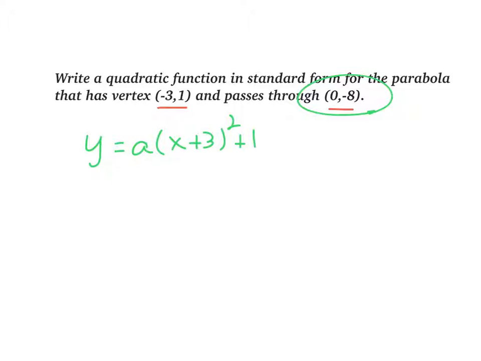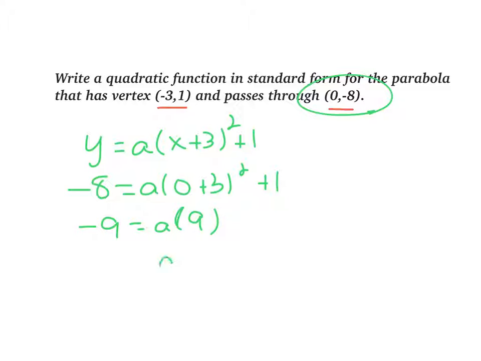The reason it passes through there is because that point works in the equation. It solves the equation. So I'm going to plug it in. I'm going to put the negative 8 in for the y, the 0 in for the x, and I'm just going to solve it. I'm going to move the 1 over first, making that negative 9. Over here, if I do 0 plus 3, that is 3, and if you square that, you get 9. Divide both sides by 9, you get negative 1. So just plug that in for your a, and your final answer becomes y equals negative (x plus 3) squared plus 1. And that's it right there.